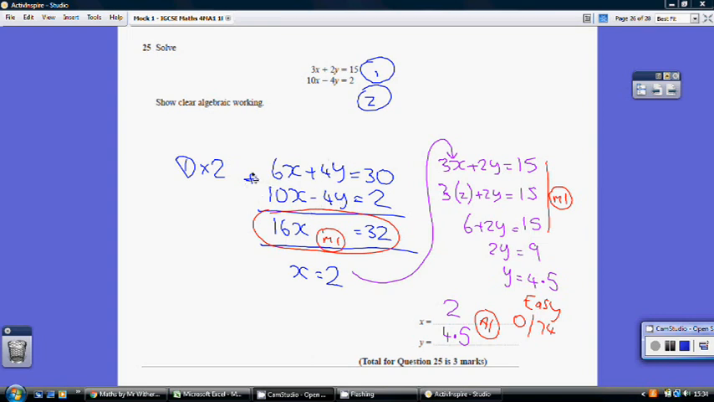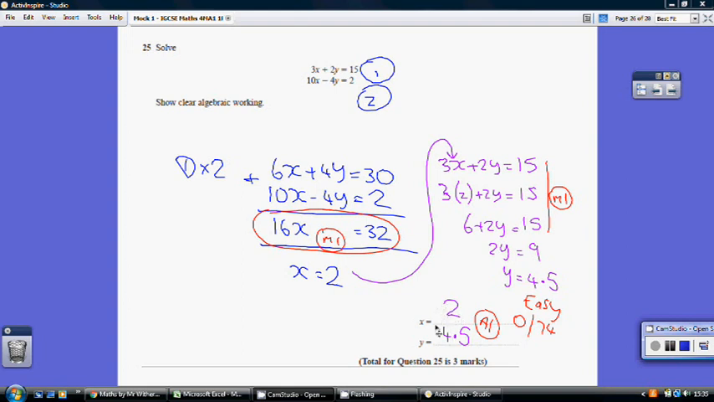So I'm choosing to add these 2 equations together. If I did take them away, I'd have 4y minus minus 4y, which would be 4y add 4y, which would be 8y, which would not have eliminated it. So the key bit is you must add these 2 equations together. 6x plus 10x is 16x. 4y added together with minus 4y is nothing. That was the whole point. 30 add 2 is 32. So 16x equals 32, so x must be 2.